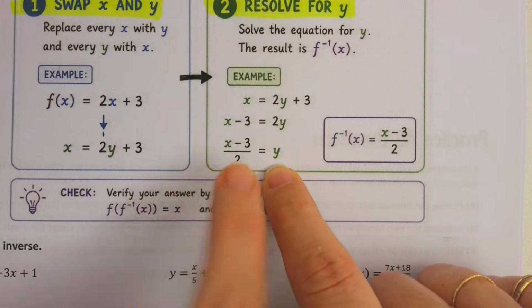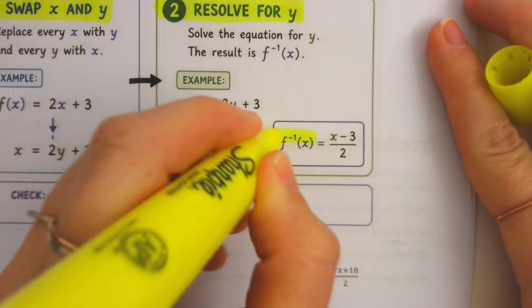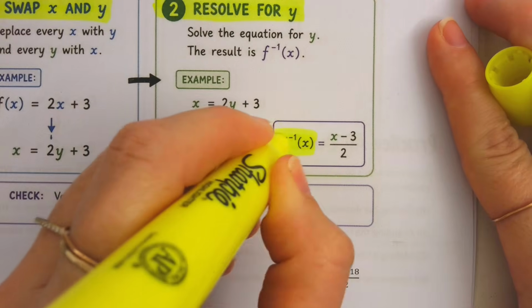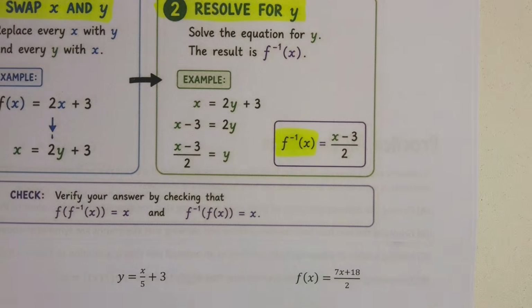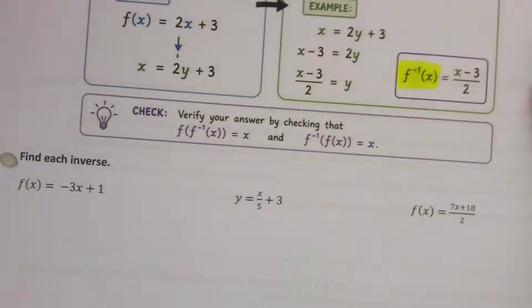And then at the very end, just notate that this was the inverse. Remember we talked about that notation yesterday? Remember, you don't read that as f to the negative 1 of x, you just read it as f inverse of x. Or you could even say y inverse. Okay, I'm going to do the first one for you.